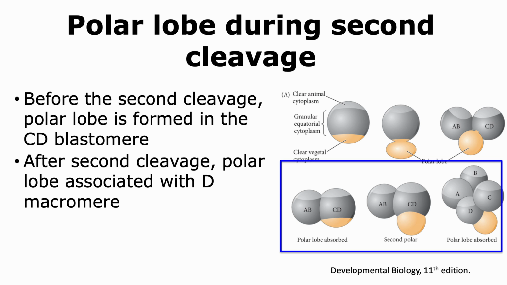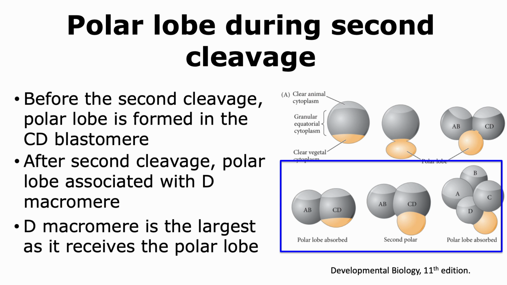The polar lobe develops in the CD blastomere, and when the cells undergo cell division to form the second cleavage event, we end up with four macromeres, A, B, C, D, and of these four macromeres, the polar lobe is present in only one of them, which is the D macromere. This is one of the reasons that the D macromere is the largest, because it has all the excess cytoplasm that comes from the polar lobe.